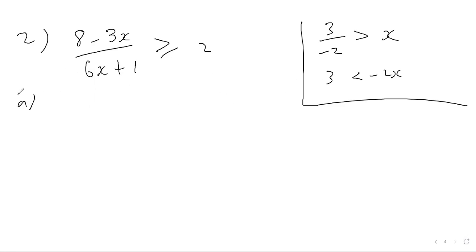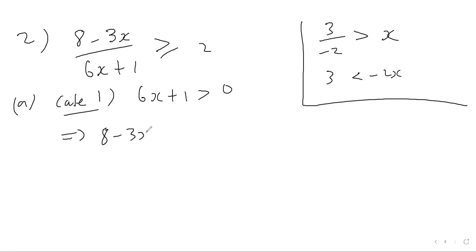So let's consider case number 1. Case number 1 is the simpler case. This is when 6x plus 1 is positive. When this denominator is positive, we can just multiply both sides by that denominator without having to worry about changing the sign over. So we get 8 minus 3x is greater than or equal to 2 times 6x plus 1. We can just expand the brackets here.